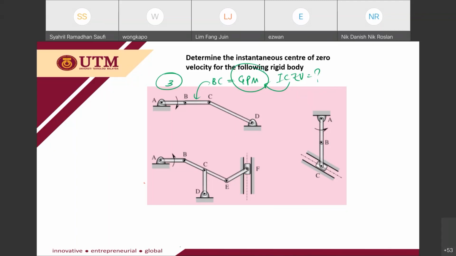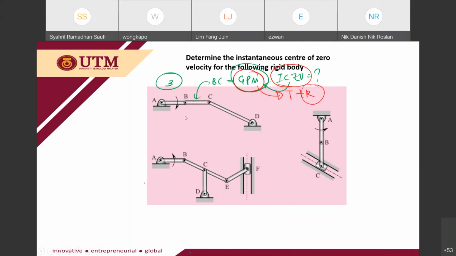Okay. So for the instantaneous center of zero velocity, we need to focus on the rigid body that is moving with general plane motion. Why do we need to determine this ICZV? Because we need to know this omega, because for a rigid body moving with general plane motion, it is a translation plus a rotation. So if the rigid body moves with rotation, then you should have an omega.